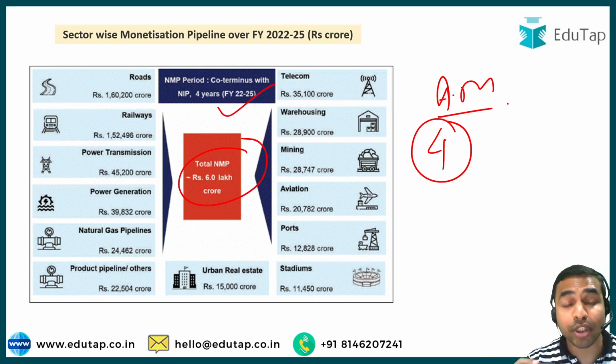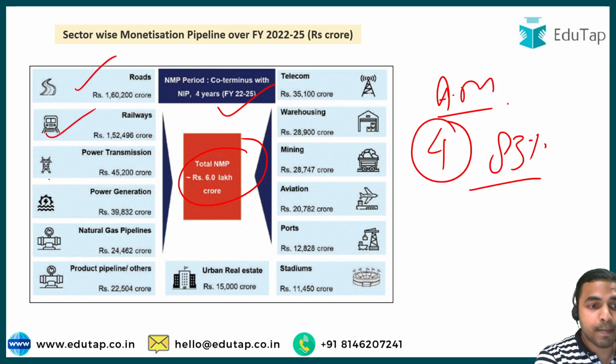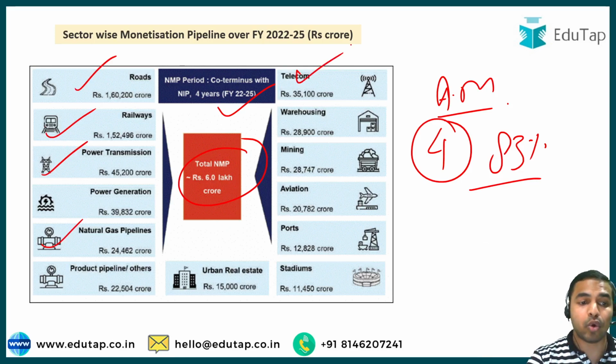And guys, if you talk about the top 5 sectors under this National Monetization Pipeline, they capture 83% of the aggregate pipeline value. And these top 5 sectors are roads, railways, power transmission, natural gas pipelines, and telecom. So guys, I hope that this is very clear to all of you, and that was all from the National Monetization Pipeline.